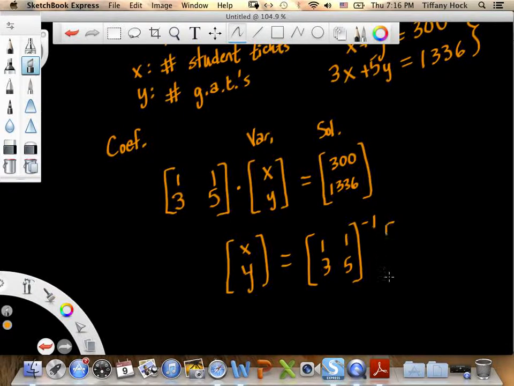Remember, we do the inverse of the coefficient matrix times the answer matrix, and that gives us the variables that we were looking for, the x and the y, the missing numbers of tickets. So the inverse matrix, the coefficients, times the answer matrix, and this should give me my answer. Now, I'm going to show you how I did this on a calculator. I'm going to pull out the sketchbook here so you can see what this actually looks like.